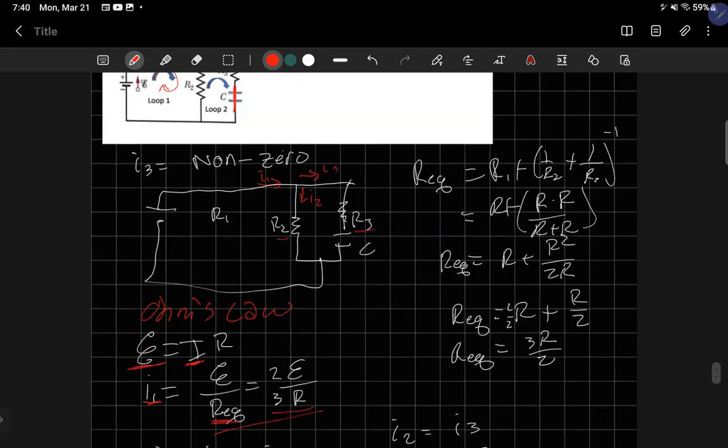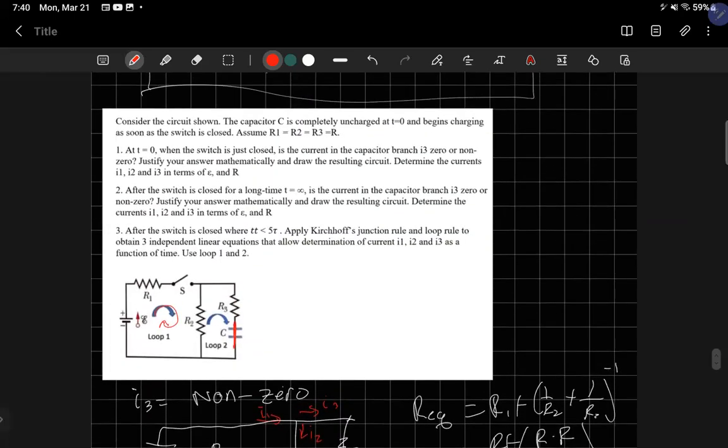The next part asks, after the switch is closed for a long time, so t approaching infinity, is the current in the capacitor in branch I3 0 or non-zero? And if I'm not mistaken, I think it's going to be 0. Let me double check just to be sure. Yeah, so I3 is going to be 0.